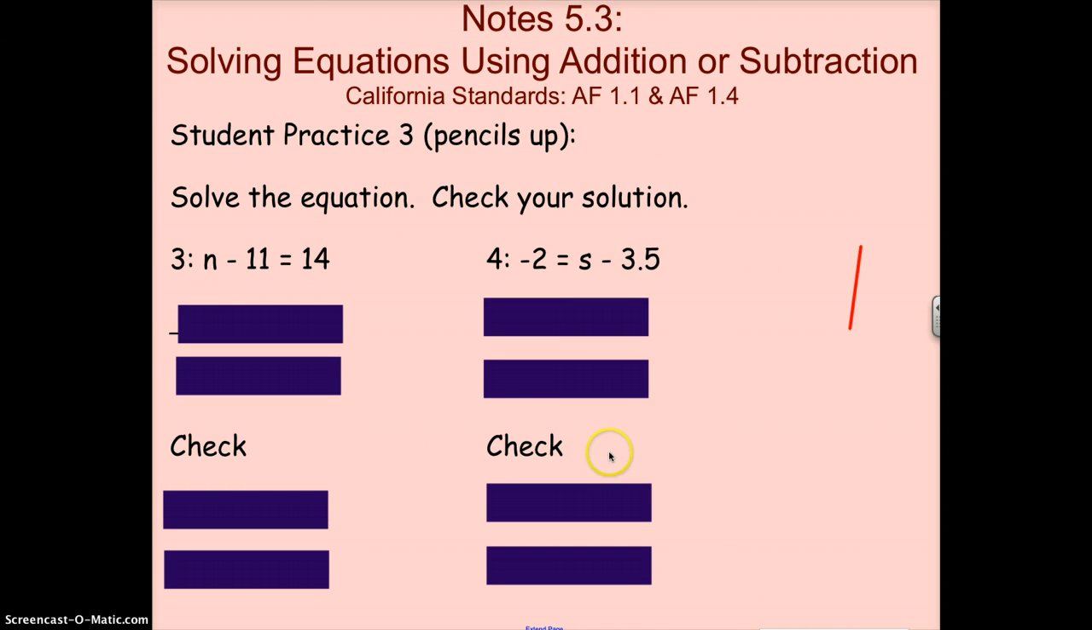Go ahead, student practice 3. Please solve these two. Check your solutions. Do not forget to check. And when you do check, make sure it actually makes sense. If it doesn't, it's an easy way to fix your answer.